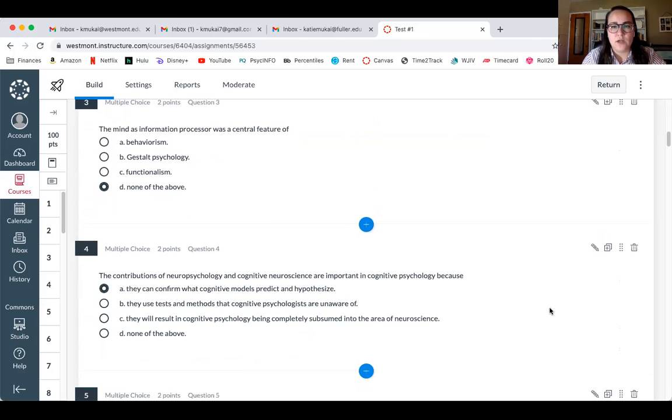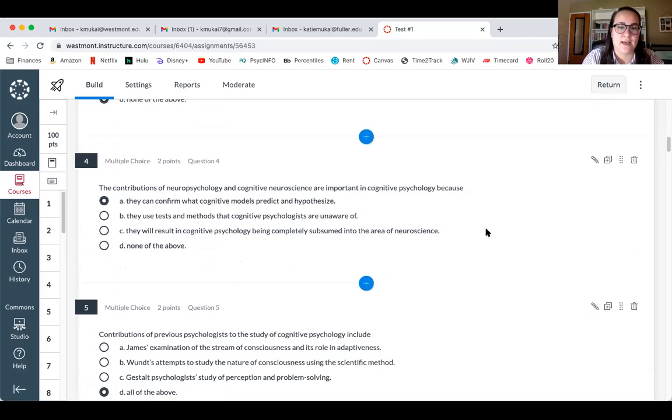So for number four, the contributions of neuropsych and cognitive neuroscience are important because they can give us confirmation about what the cognitive models that are more theoretical and abstract in nature are able to predict. So it's kind of like neuropsych and cognitive neuroscience, they sort of are like opening up the hood, and we can see underneath all of the different parts that can help us better understand our behavior, our choices, things like that.